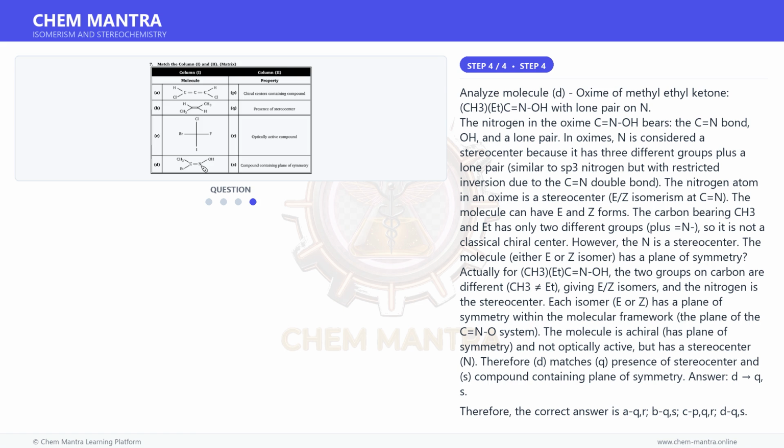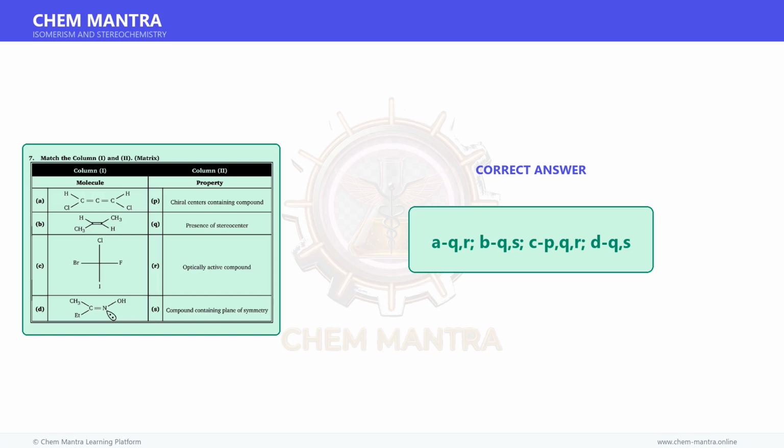Each isomer, E or Z, has a plane of symmetry within the molecular framework, the plane of the C=N-OH system. The molecule is achiral, has a plane of symmetry, and is not optically active, but has a stereocenter, N. Therefore, D matches Q, presence of stereocenter, and S, compound containing plane of symmetry. Answer: D-Q-S. Therefore, the correct answer is A-Q, R; B-Q, S; C-P, Q, R; D-Q, S. The correct answer is shown on screen.